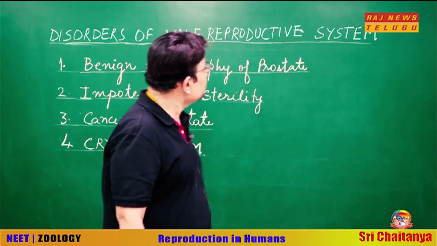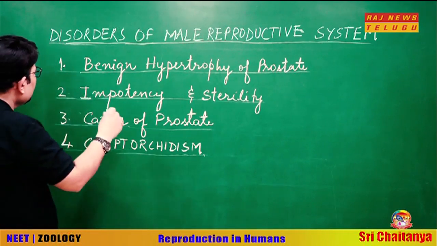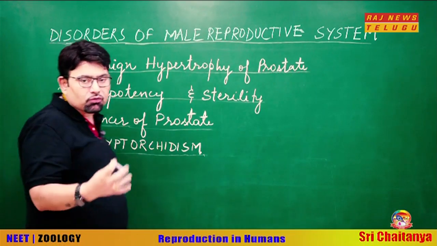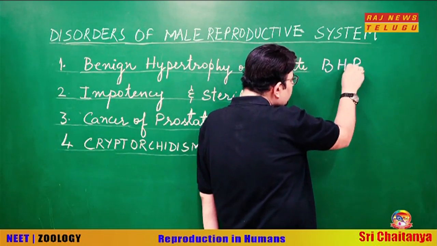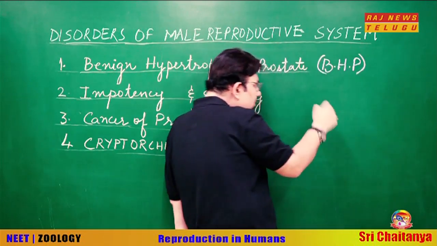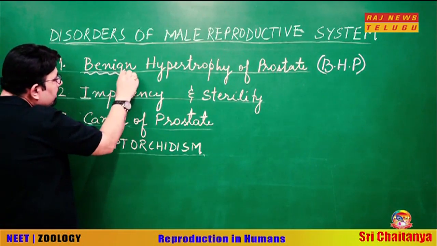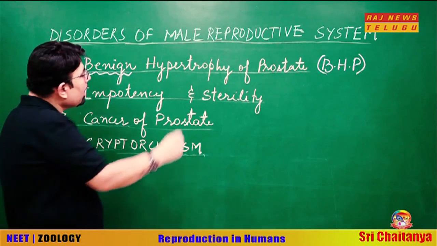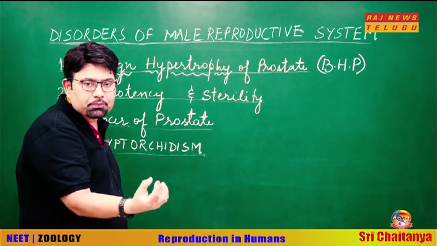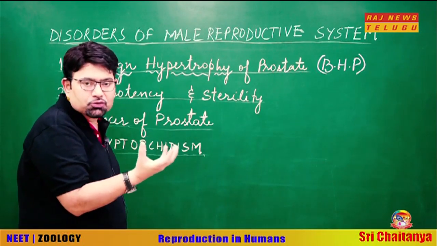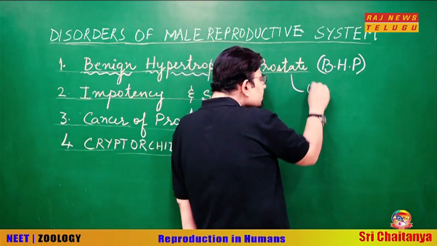Now we will take the disorders of the male reproductive system one by one. First one is benign hypertrophy of prostate. In medical terminology, it is commonly referred to as BHP. Benign means it is non-cancerous. Hypertrophy means enlargement of the tissue. It is a non-cancerous enlargement of the prostate. Remember, this is non-cancerous. It occurs in old age.